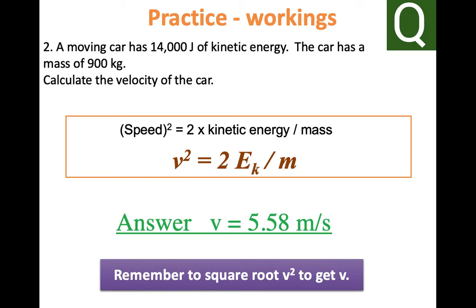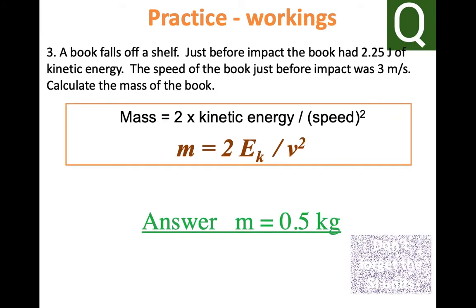Question 2, where we have to rearrange the equation. Speed squared is 2 times the kinetic energy divided by the mass, and you should have had an answer of velocity is 5.58 meters per second. Remember to square root the velocity squared so you end up with the speed.